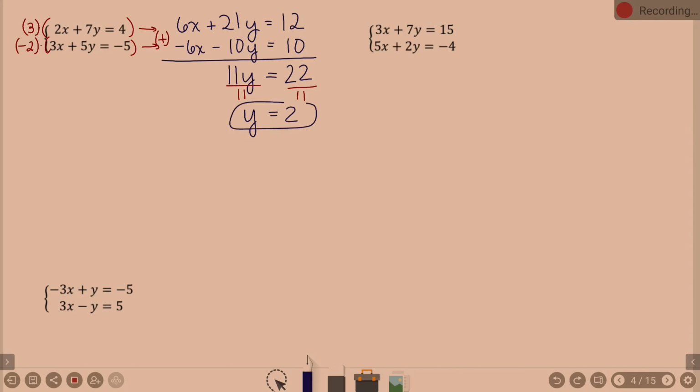Am I done? No. Pick an equation. Which equation are you plugging back into? Top one. The top one. Only because it doesn't have negatives right now. When we say the top one, I'm using 2x plus 7y to plug in.